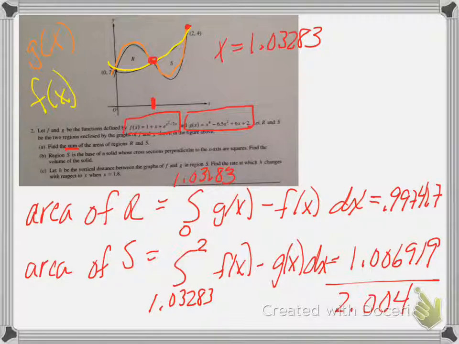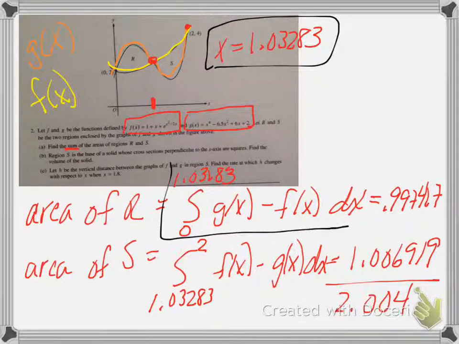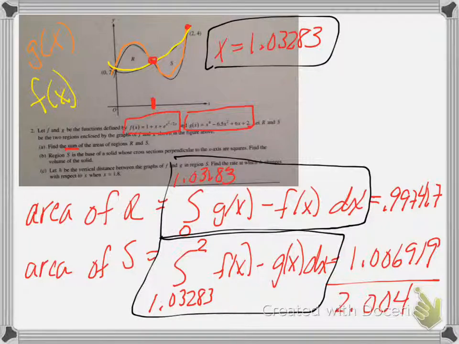Okay, let me give you the point values. If you found where they intersect, that was worth 1 point. If you set up this integral, that was worth 1 point, and this integral was worth 1 point. So 2 points for the integrals, and then the final answer was worth 1 point. So that was 4 points for that whole piece.